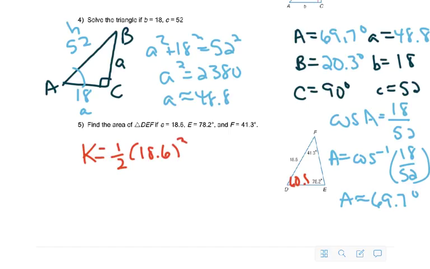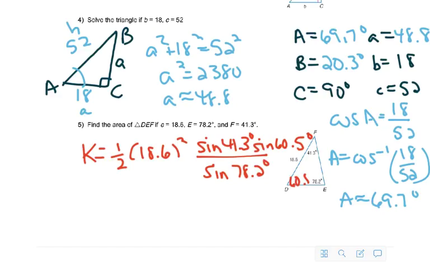So since E is the given side, we're going to put sine of angle E in the denominator, and the other 2 angles will go in the numerator. We'll do sine of 41.3 times the sine of 60.5. And then we'll just plug that into our calculator verbatim. Just don't forget to close the parentheses on your sines when you plug this in your calculator. And we're going to find out that the area is about 101.5 square units.